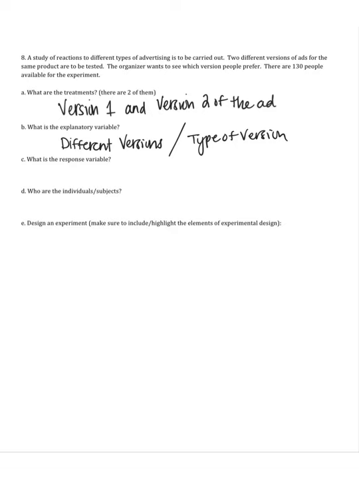Okay. What is the response variable? This is the outcome that we're looking for. And what we're looking for is we're trying to decide which ad is better. So we're looking for preference of ad. Who are the individuals or subjects? We have 130 people available for the experiment.